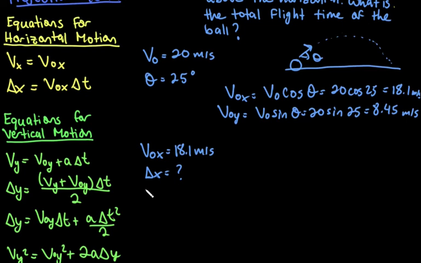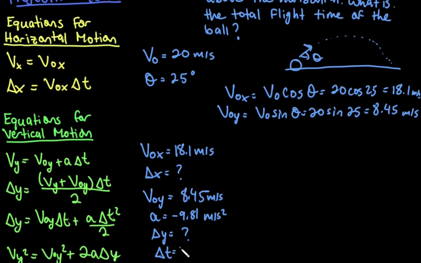Now we're going to look at the v naught y, which is 8.45 meters per second. We know that acceleration is negative 9.81 meters per second squared. We don't know what our delta y is, and we certainly don't know what delta t is. Delta t is what we're looking for here. So we have a little bit of sleuthing that we have to do.